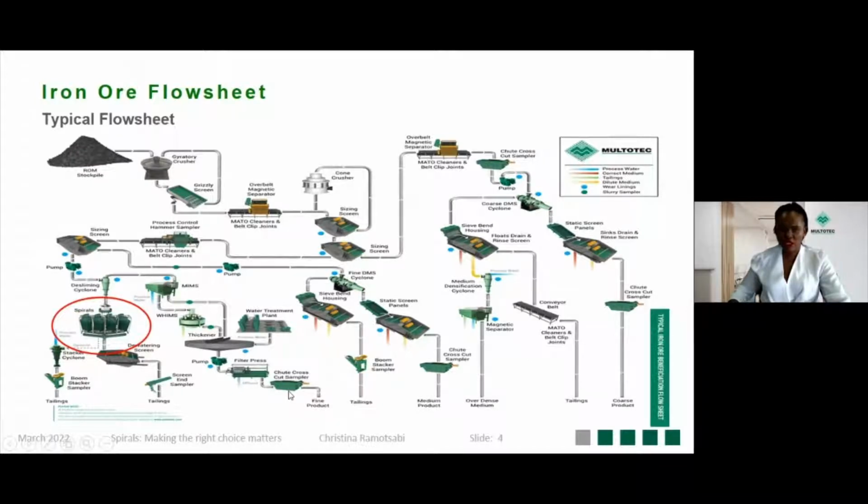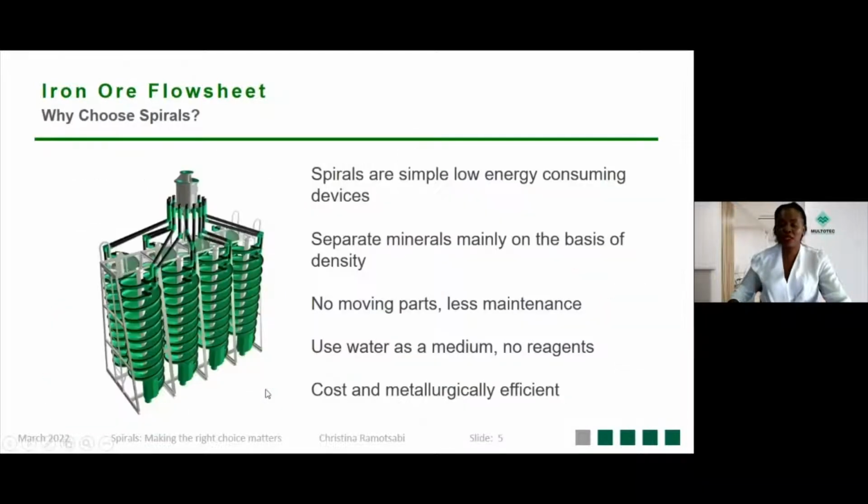As previously mentioned, in addition to spirals, there are other technologies that can be considered in place of spirals. Now, the question is, why choose spirals? These are some of the benefits of utilizing spirals. Spirals are simple, low energy consuming devices. The only thing that requires power on the spiral is the pump that delivers the feed to the spiral. The spirals separate minerals mainly on the basis of density. They have no moving parts, and therefore you can expect to do less maintenance on them.